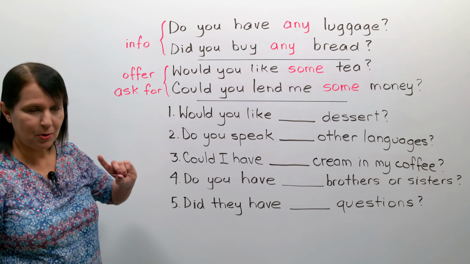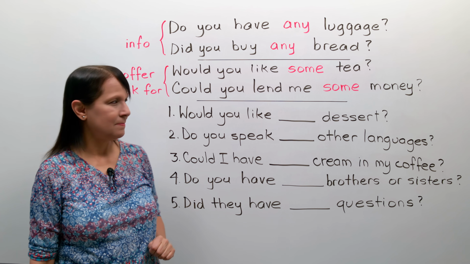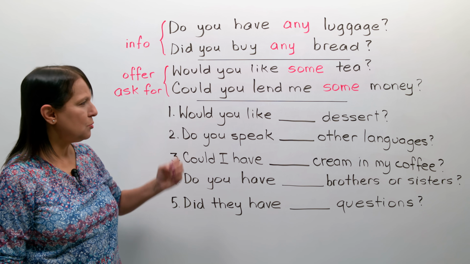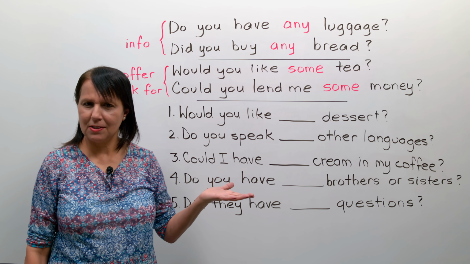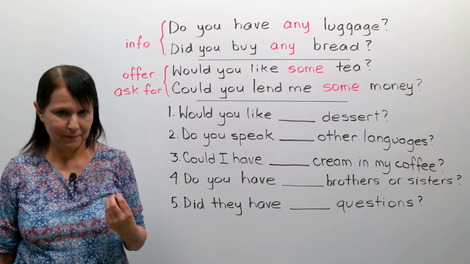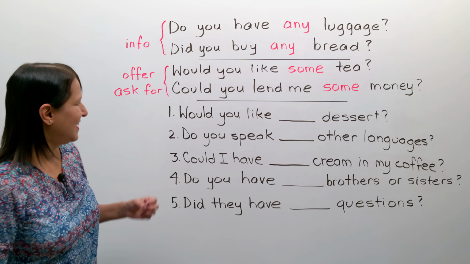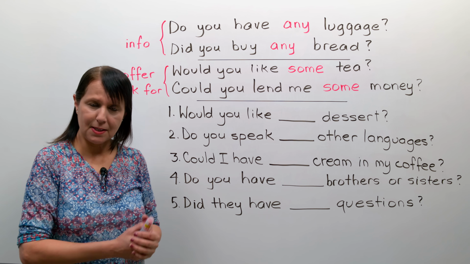So let's look at these questions. Would you like some tea? Or could you lend me some money? So these are questions like the other ones, but what's different? Why are we using some? Because it's like this. If you're making an offer, okay, you're offering something to someone.